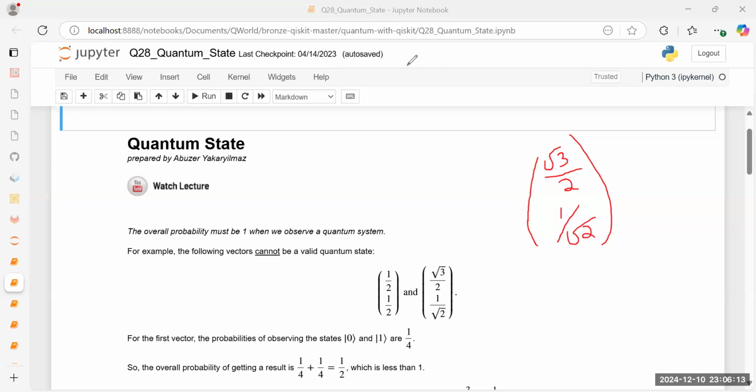Because when we were looking at probabilistic states, we said the entries should sum up to 1. So for us to have a valid probabilistic state, the entries should sum up to 1, and they should also have non-negative entries. But for what we have here, is this a valid quantum state?